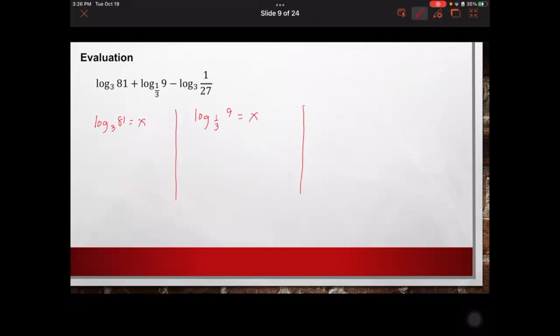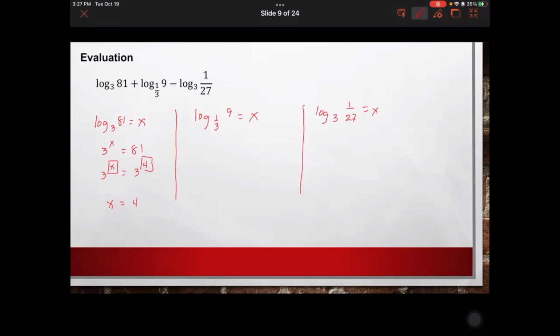Transformation: 3 raised to x is equal to 81. Yung una ang gamitin natin. So this will be 3 raised to x is equal to 3 raised to what number? This will be 4. Okay, so therefore x is equal to 4, since parehas sila ng base.